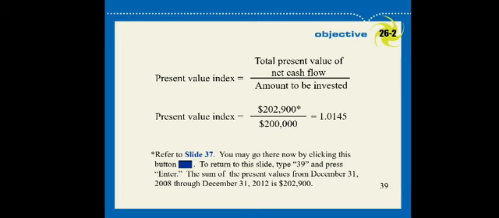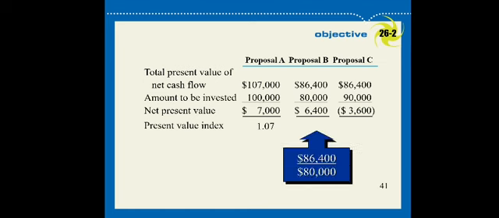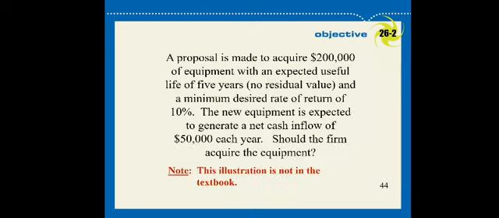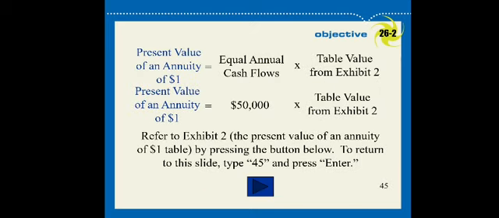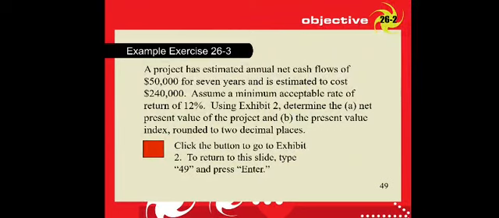Okay, this is about the present value index. The present value index is the total present value of net cash flow divided by the amount to be invested. So this is the thing that I have said to you. The higher the net present value, the better the investment most of the time. Or the present value index. Okay, but that's the way to do it. So I just want to show you the way. Okay, there are advantages and disadvantages.